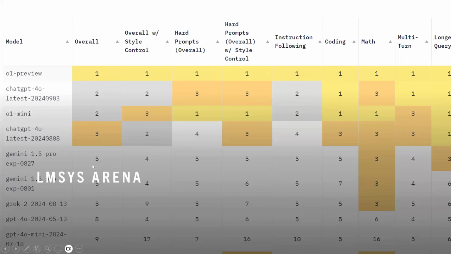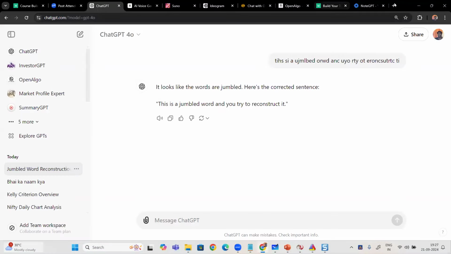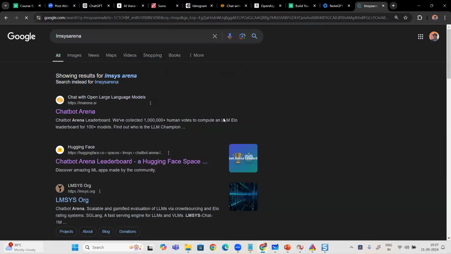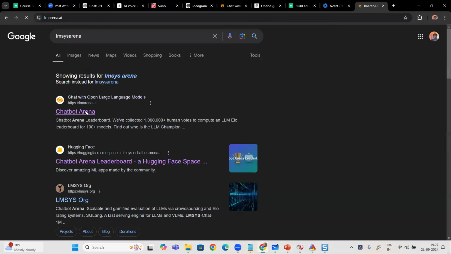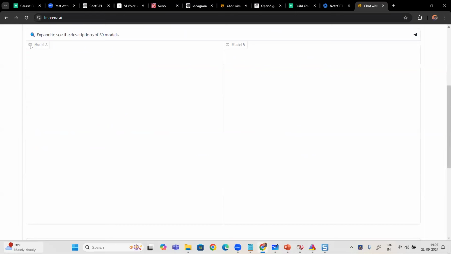When it comes to LMSYS Arena, here it is, or lmarena.ai, which is the newest portal of them. There you can go and check. You can compare different models, with an arena battle side by side. Here they have given model A and model B, and they don't reveal which model is what.